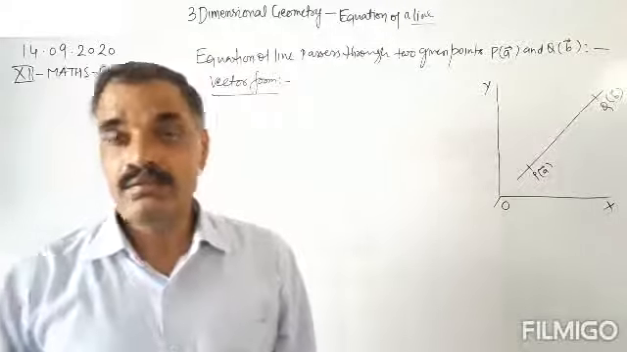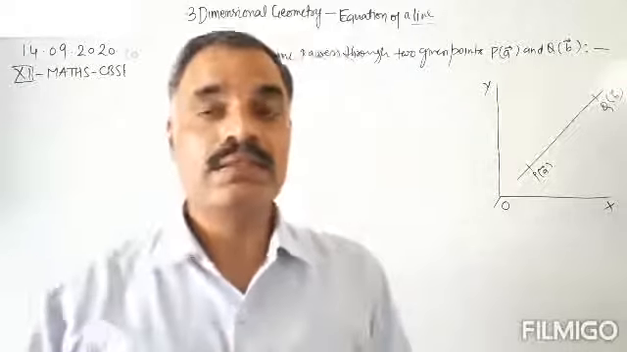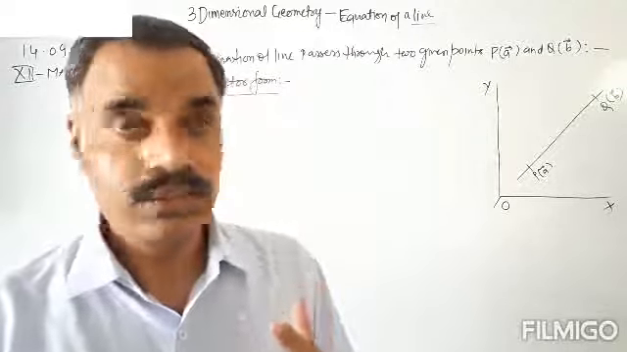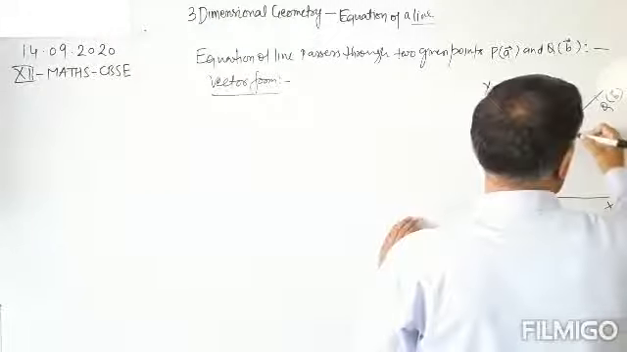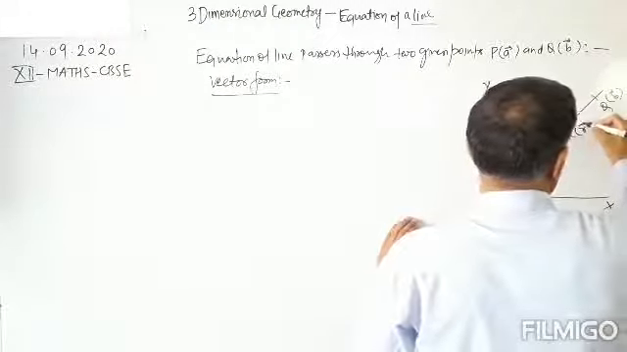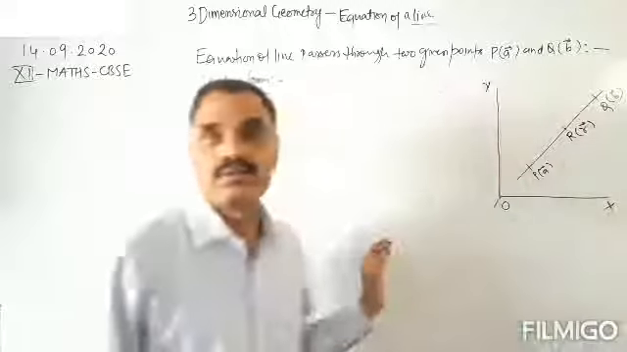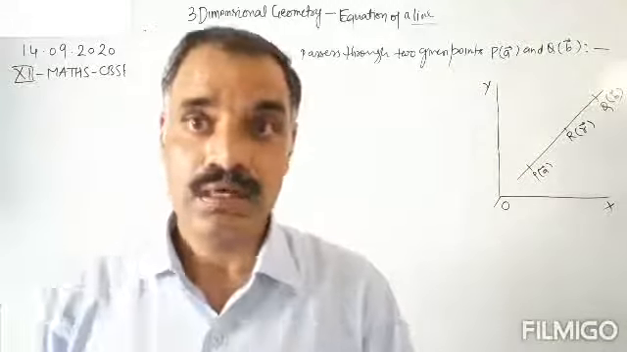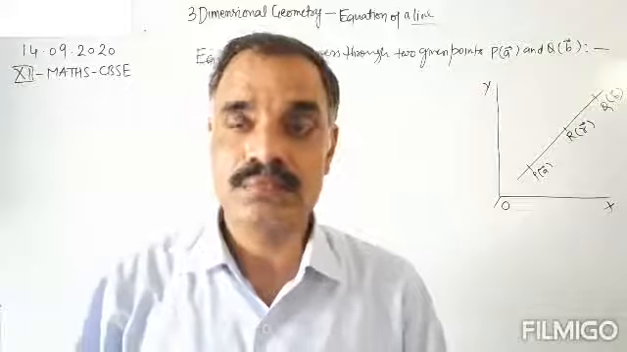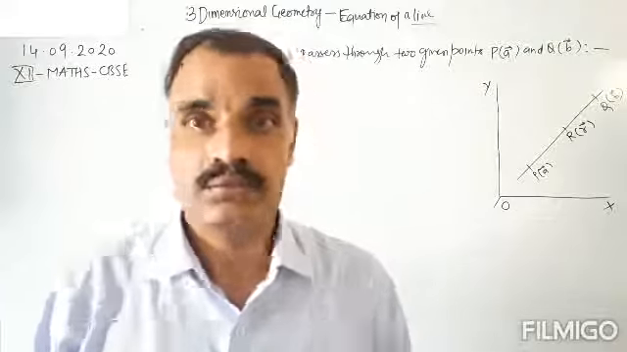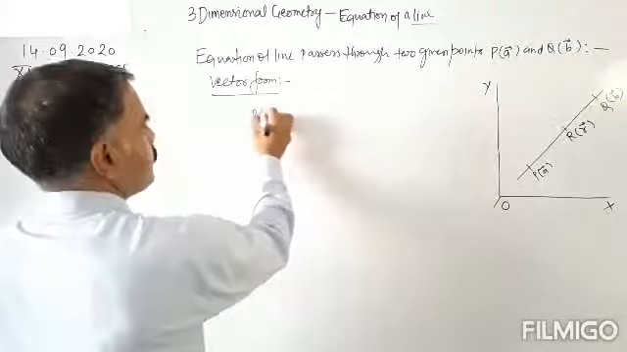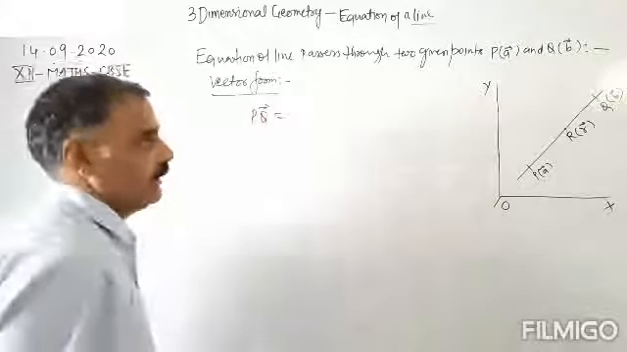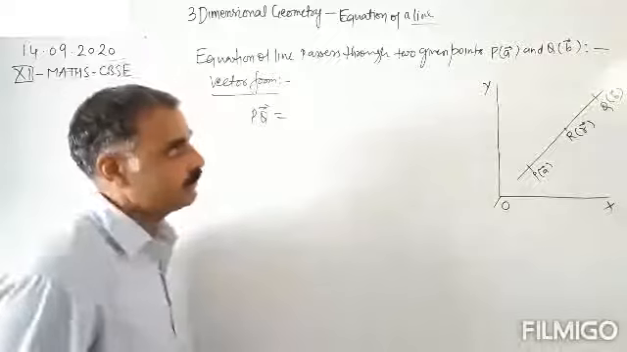Now let us assume that there is a general point R on this line. Let R be the general point on this line whose position vector is r vector, which means r vector is the position vector of the general point. Now we will find the PQ vector.